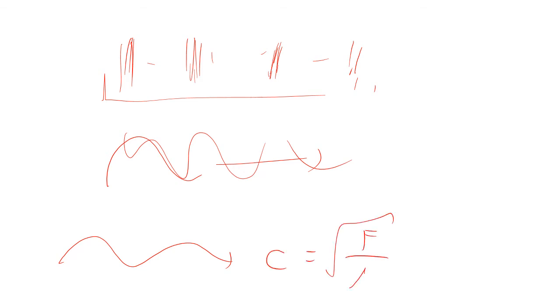How does this work? Well, you have to compress and then rarefy, compress, rarefy, compress, rarefy, compress. So the air, you can imagine graphing this. It's a wave, okay? And so we know that the speed of a wave on a string was the square root of F over mu.